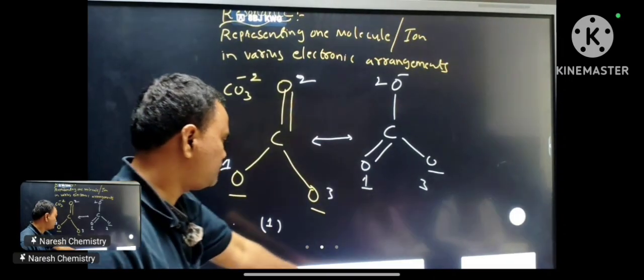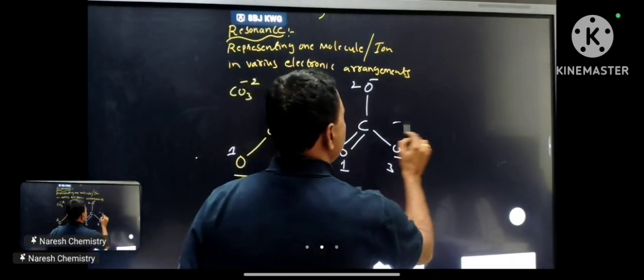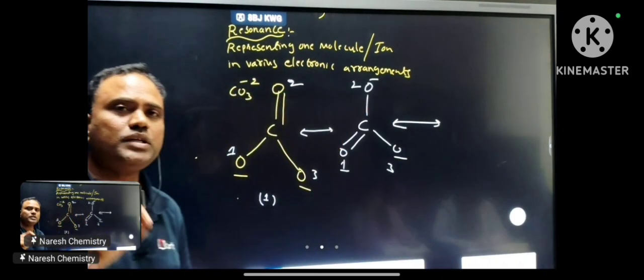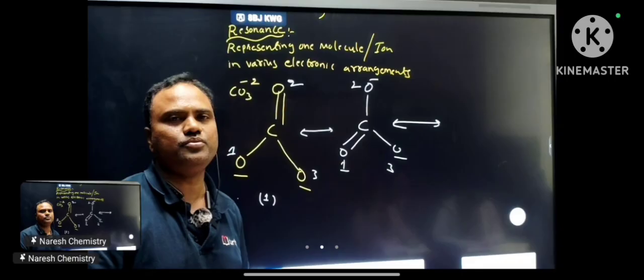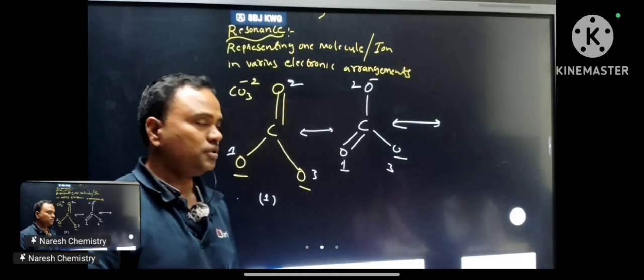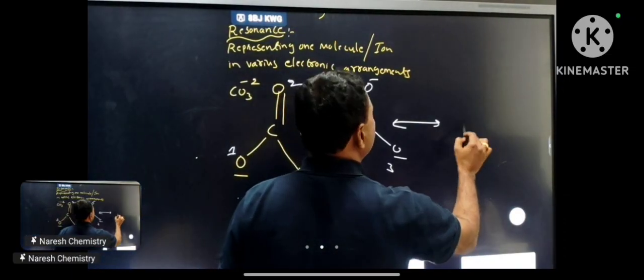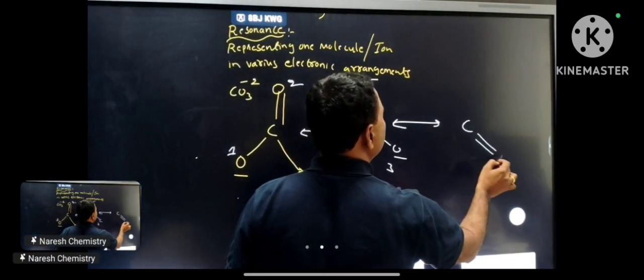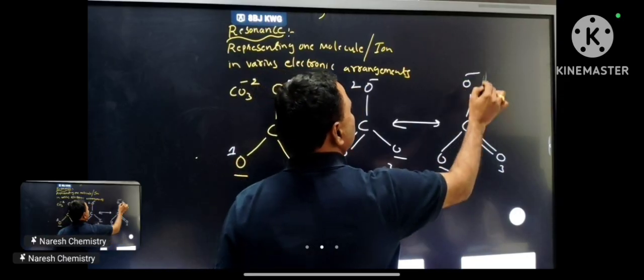Another one. See, the importance is there. How to draw resonating structures is very important, I'll tell you. Very, very important. That's why I'm explaining. Next, we can keep the double bond between carbon and the second oxygen.